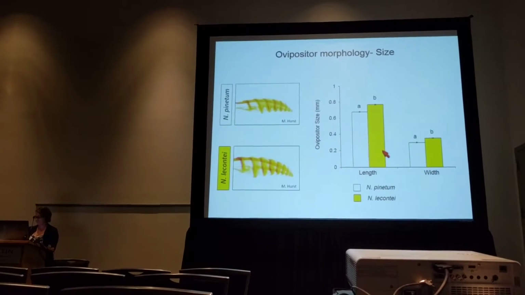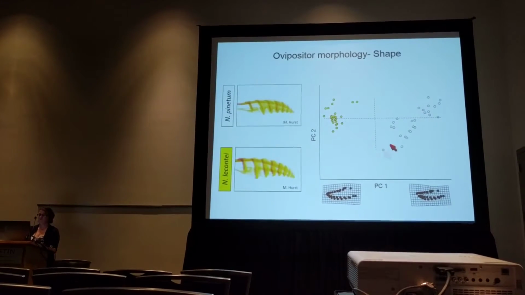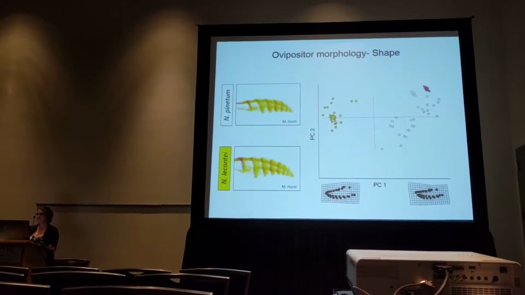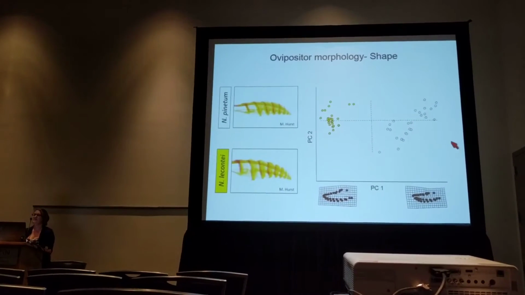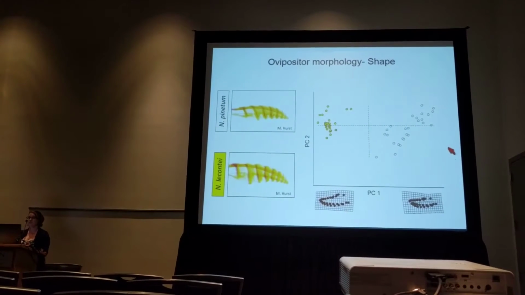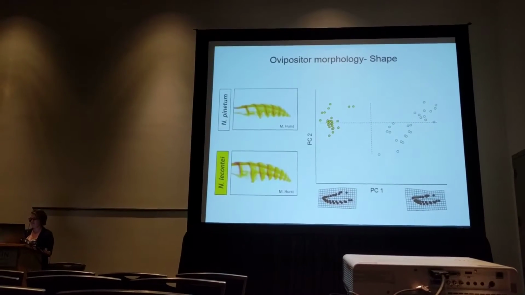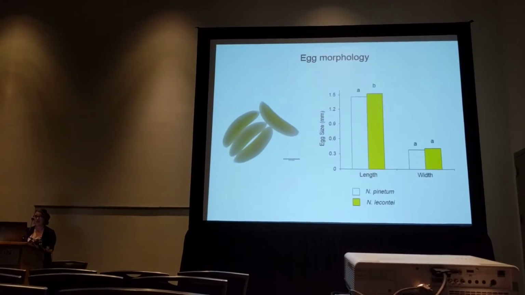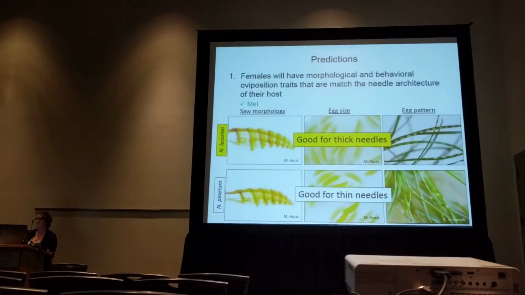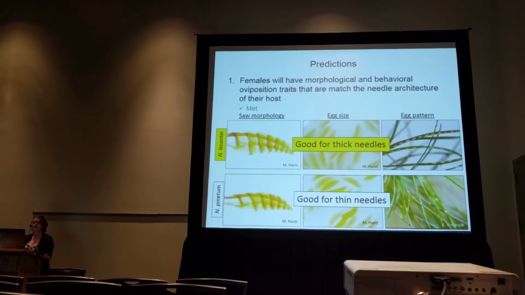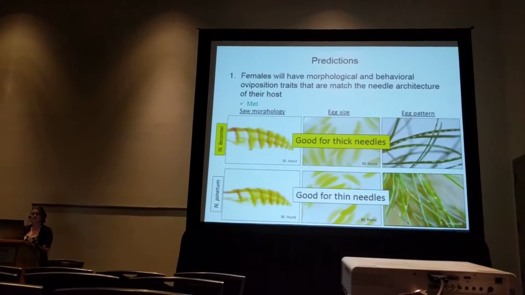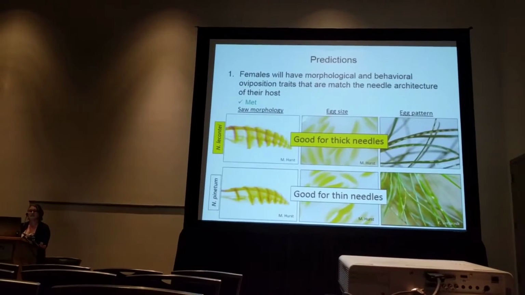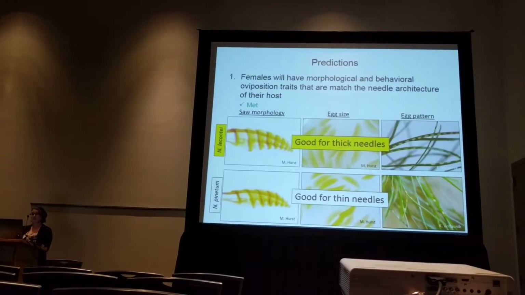And you can see that the Lecontii ovipositors all cluster over here, and Pinedum's all cluster over here, with Pinedum having a much straighter ovipositor than Lecontii. Additionally, Pinedum has shorter eggs than Lecontii. So our first prediction is met. Lecontii seems to have traits that are well suited for ovipositing into a thick needle, whereas Pinedum seems to have traits that are well suited for thin-needled hosts.